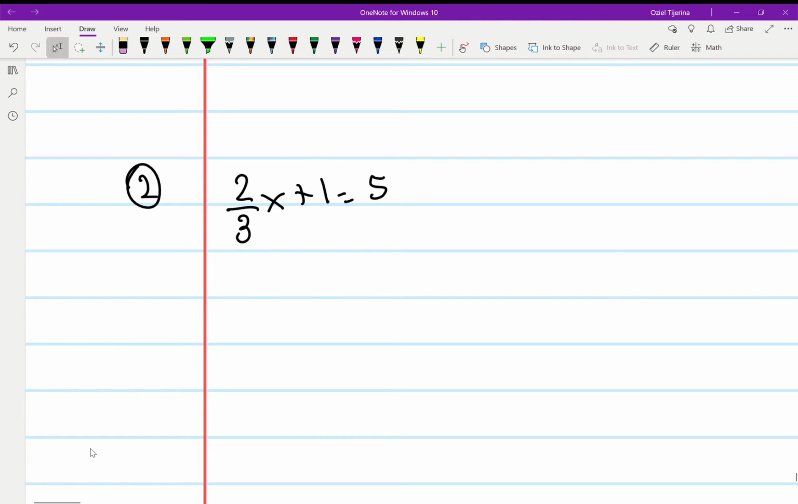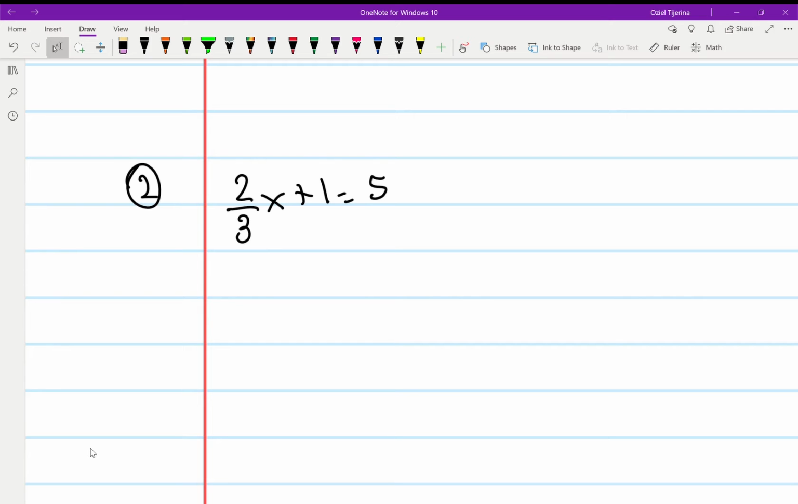Like I said in the previous video, I'm going to be doing each problem individually. So here we have our second problem: 2/3 x plus 1 equals 5, okay? We have a fraction here. This one is a bit easier than the last one that I showed you guys. It's not as hard as you think it is.